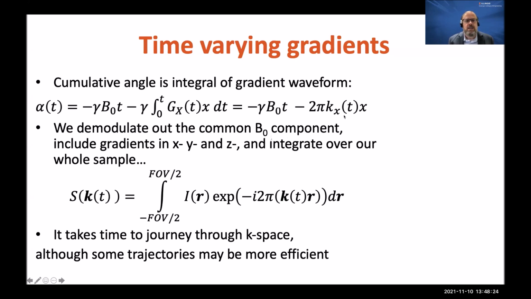And so the K-space is the same K-space that we have in radio astronomy. We need to sample that K-space, but this is how we get there with MRI: we play out these time-varying gradient waveforms, and we integrate them up to see where we're at in K-space.